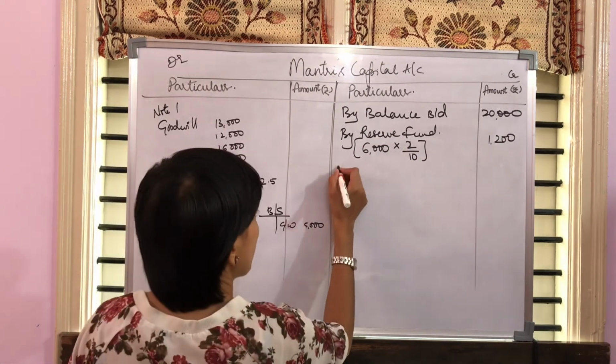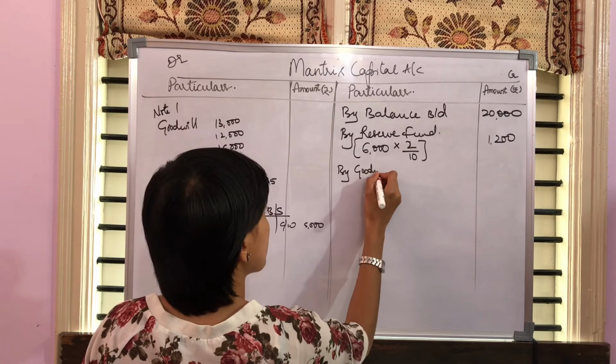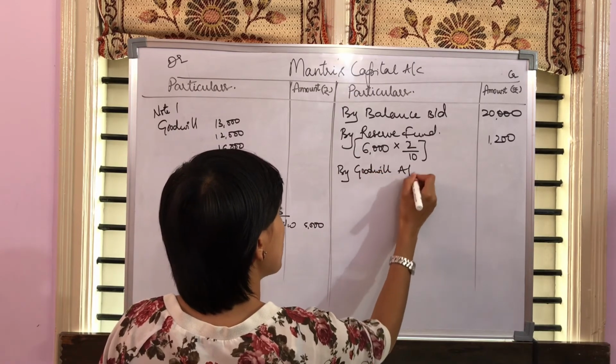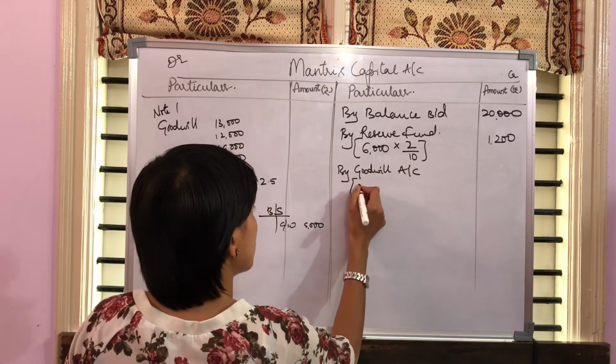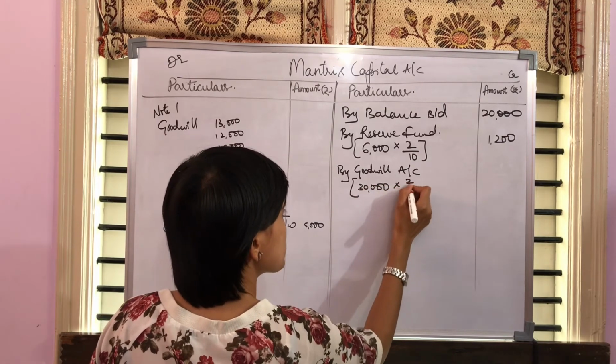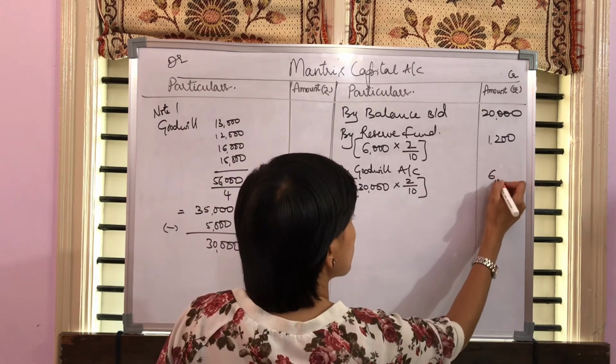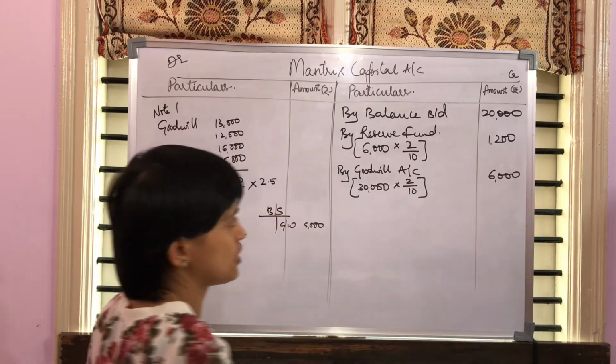So on the credit side, write it as by goodwill account, 30,000 into monthly's share, which is 2 divided by 10. The amount will be rupees 6,000.